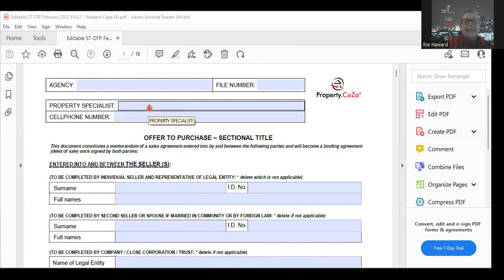If you are a candidate, your mentor has to put in her or his name next to yours with their cell phone numbers. As a candidate, you are only allowed to sign on the offer to purchase as a witness. You never sign as the agent because you are not full status. Your mentor has to sign off with you.